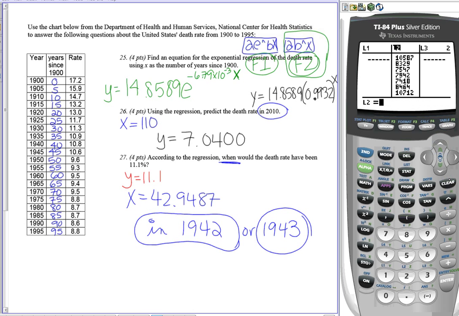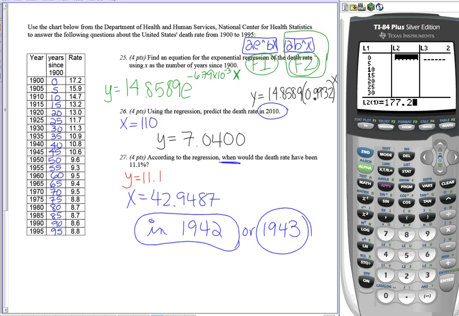All right, so in L1 I need to enter the numbers from 0 to 95, and just like before, I'll pause the video while I do that. So I've entered all of my information in L1 from 0 to 95, and now I'm just going to over to L2, and I'm going to enter my death rates in there, starting with the 17. Whoops. Let's back up and call that 17.2. Again, I'll pause the video while I fix this.